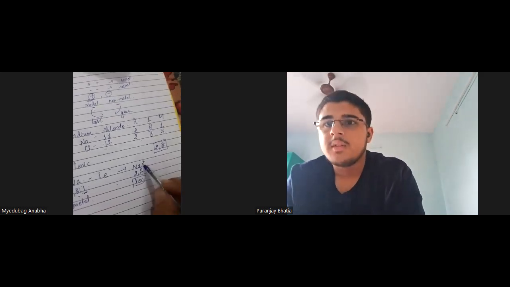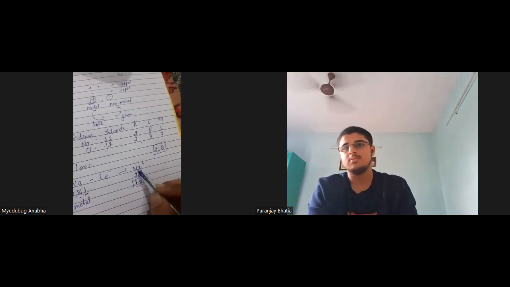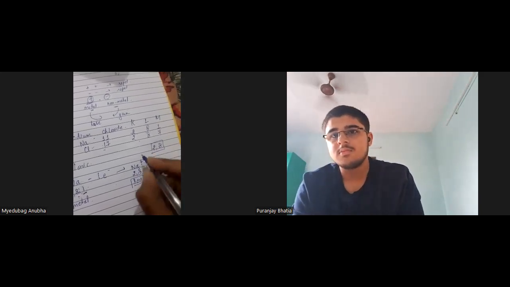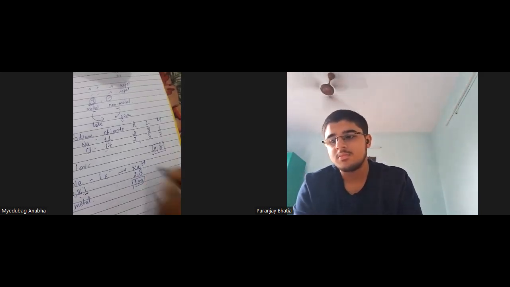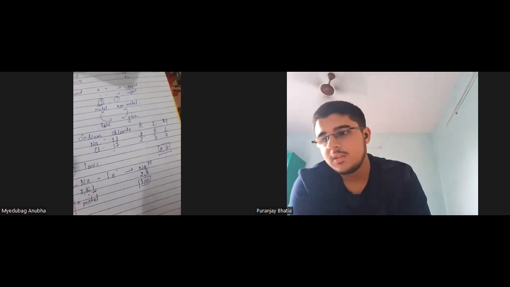This positive sign has its particular symbol. This positive is denoting that from 2, 8, 1 it has become 2, 8, or in a more precise way you can write plus 1, showing that it is formed after losing its one electron.